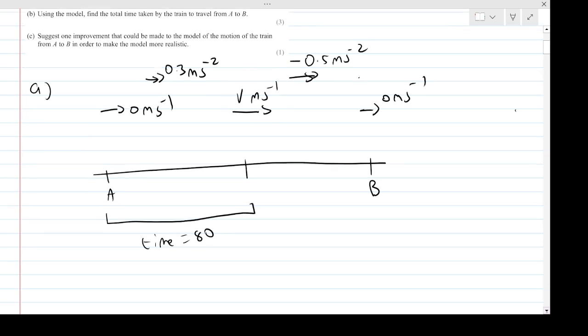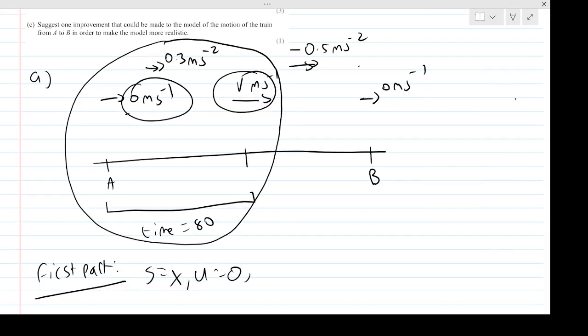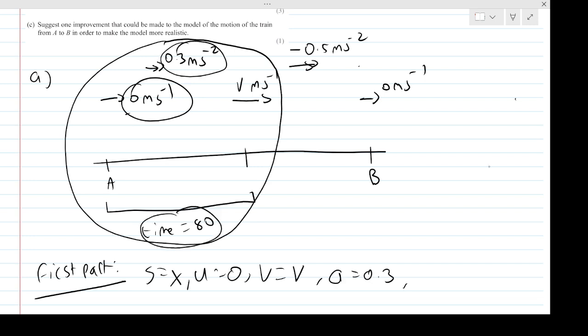If we work with the first part of the journey, the first half if you will, I don't know anything about distance, I just don't care. U is 0, and the final velocity is v. The acceleration is 0.3 and T, the time, is 80. So therefore we can find this velocity v.